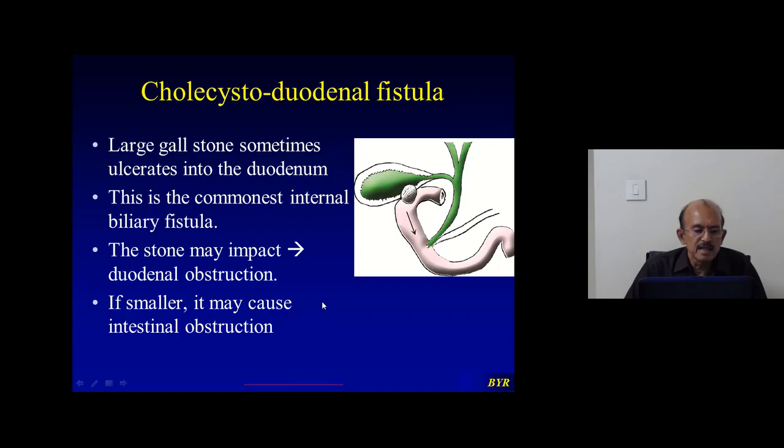Can you specifically say some point? It is not the duodenojejunal junction. It is not the ileocecal junction.